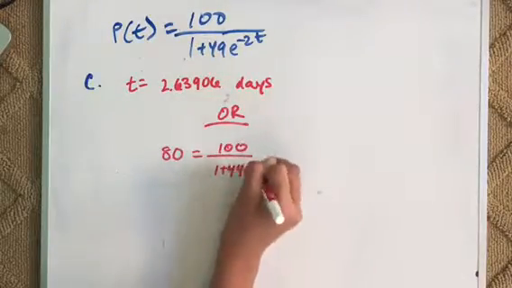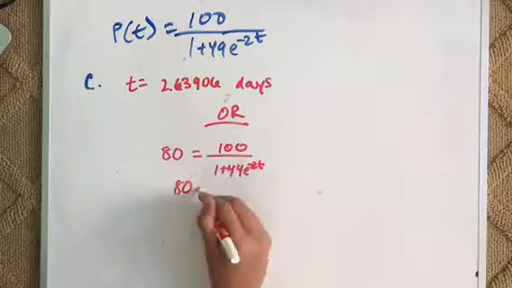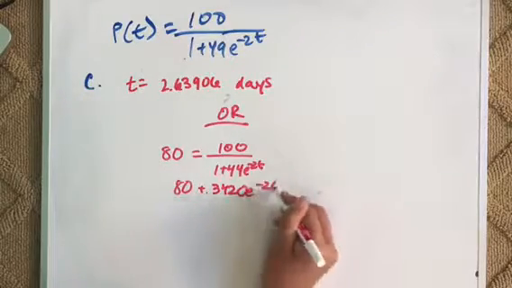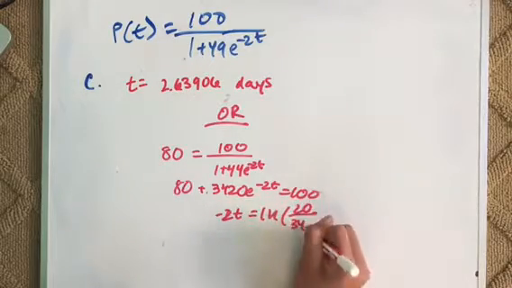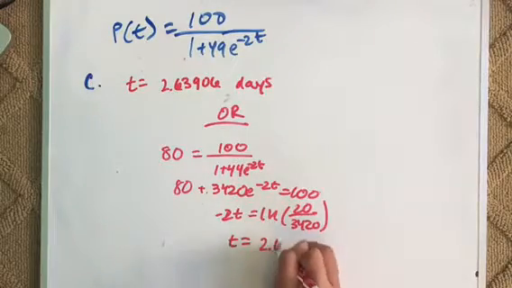Or the second way, we can set 80 equal to 100 over 1 plus 49 times e to the power of negative 2t, and then solve for t, which is the same answer.